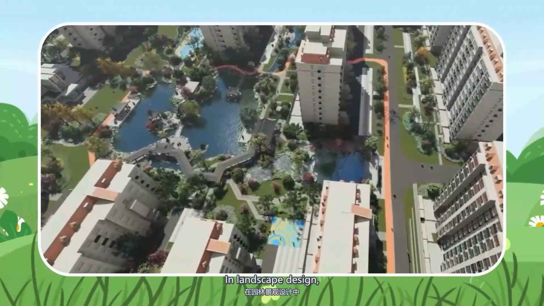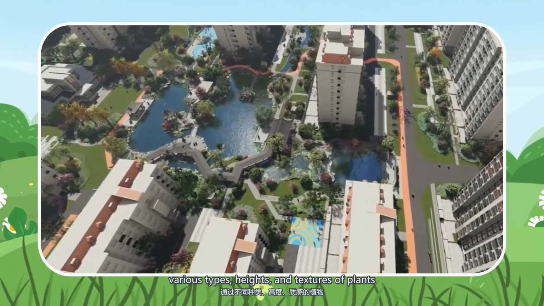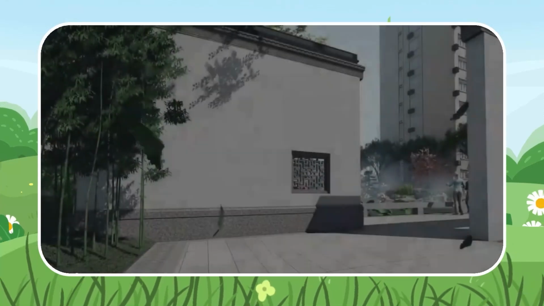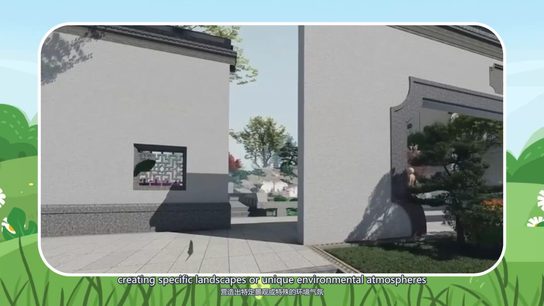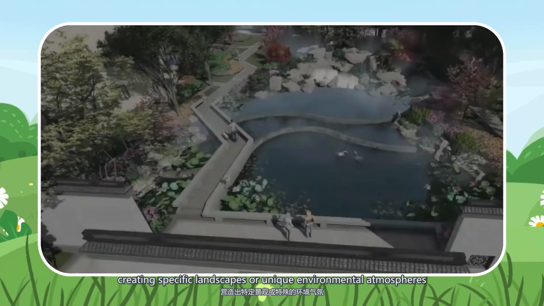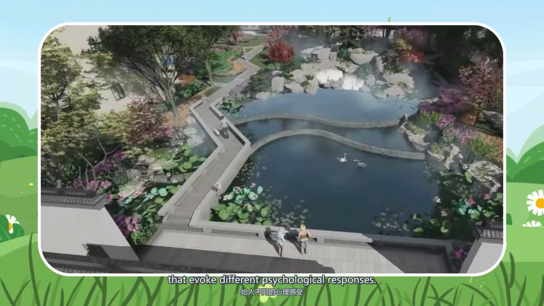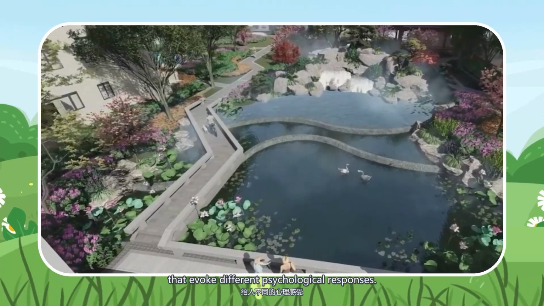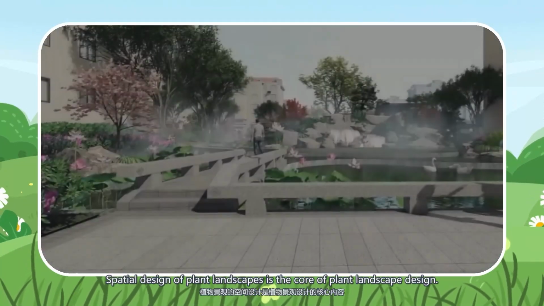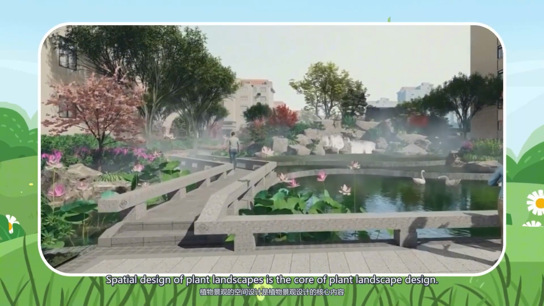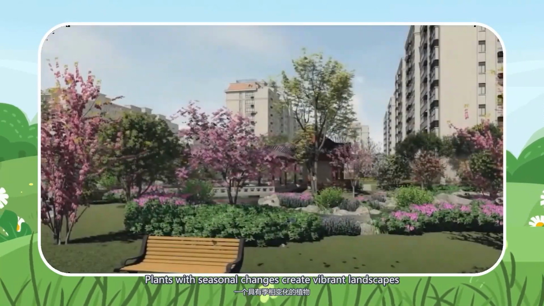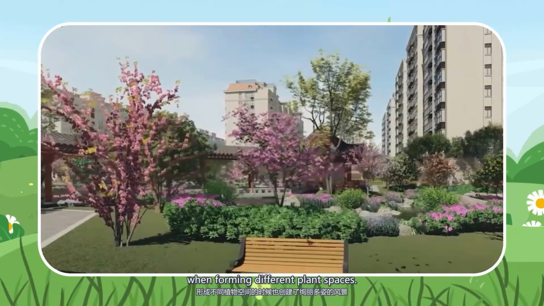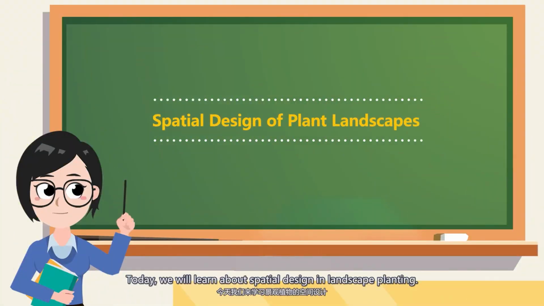In landscape design, various types, heights, and textures of plants are combined with terrain design to enclose and divide spaces, creating specific landscapes or unique environmental atmospheres that evoke different psychological responses. Spatial design of plant landscapes is the core of plant landscape design. Plants with seasonal changes create vibrant landscapes when forming different plant spaces. Today, we will learn about spatial design in landscape planting.